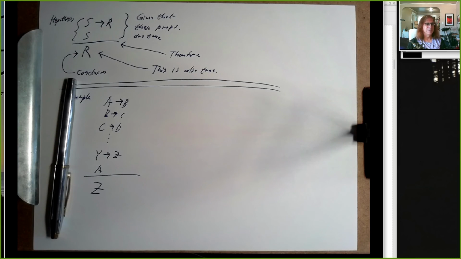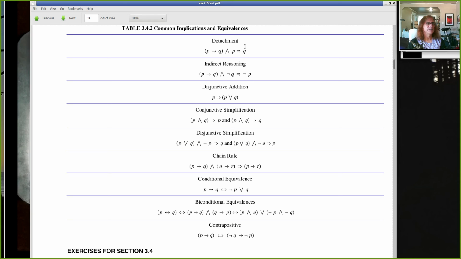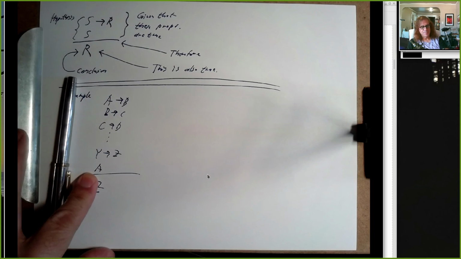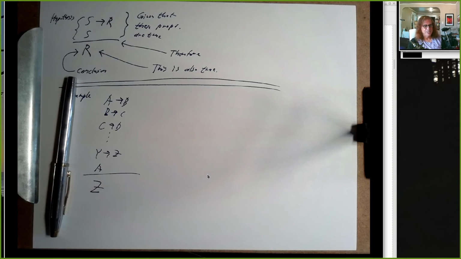This property that we call detachment. So 26 or 27 applications of detachment combined with this, and we can prove that Z is true.